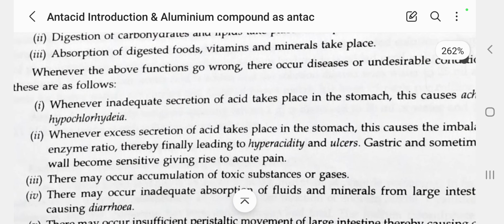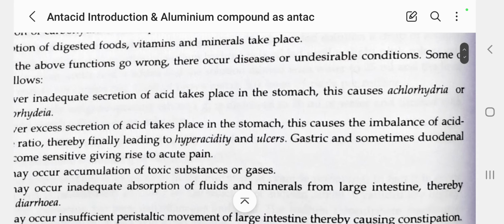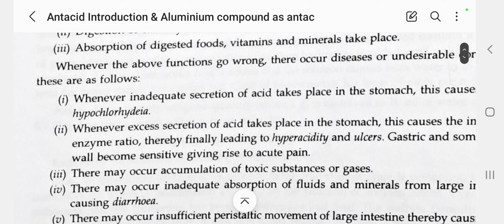Whenever inadequate secretion of acid takes place in the stomach, this causes achlorhydria. What is the term known as absence of hydrochloric acid or inadequate secretion of hydrochloric acid? Achlorhydria or hypochlorhydria. Hyperchlorhydria differs from hypo. Hyper means increasing the level of hydrochloric acid. Hypo means decreasing the level. Achlorhydria is nothing but absence of secretion of hydrochloric acid.